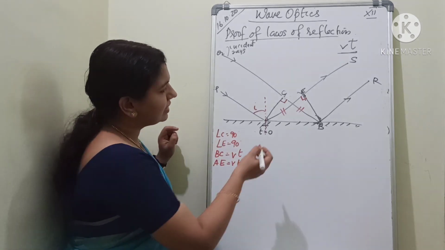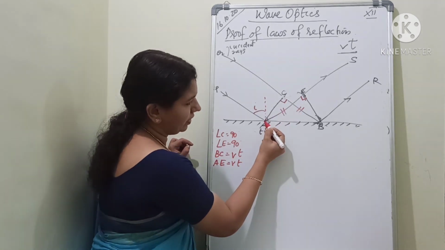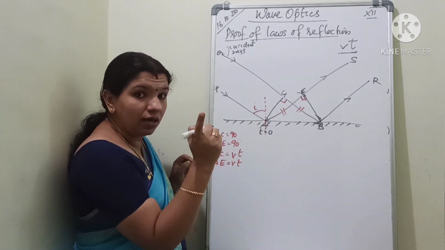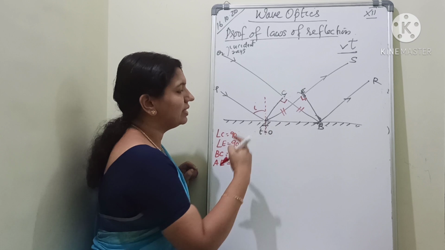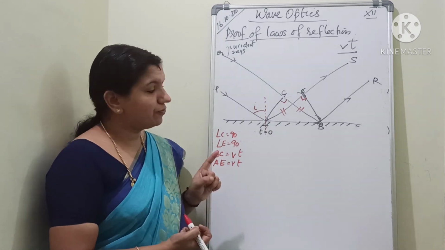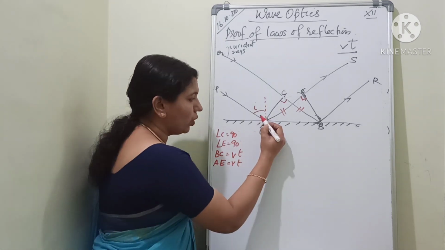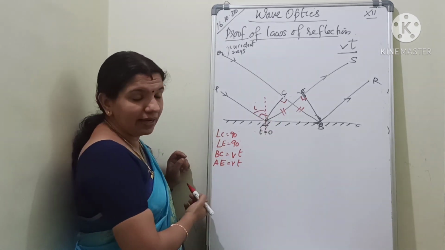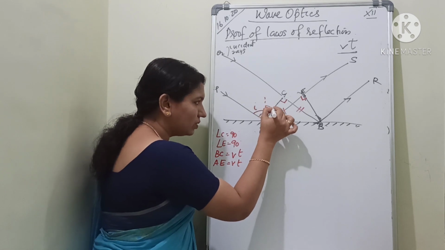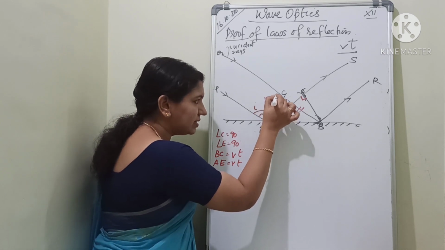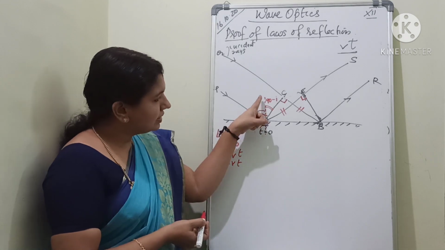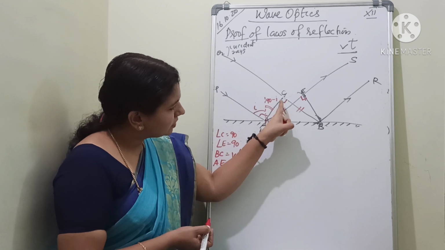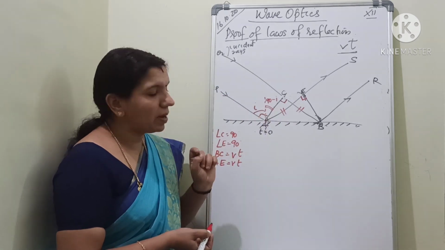Now listen, this is a wavefront. I want to find the angle formed by the wavefront with the surface. How can I find it? Because you know this value is 90 degree. So what about this value? This is 90 minus I. Clear? This is I because it is the angle of incidence. Then this is 90. So this is 90 minus I.